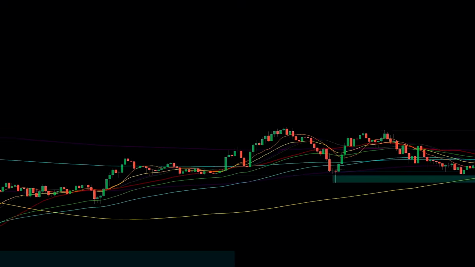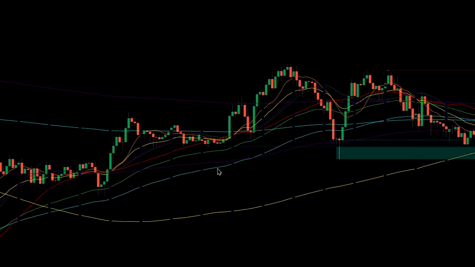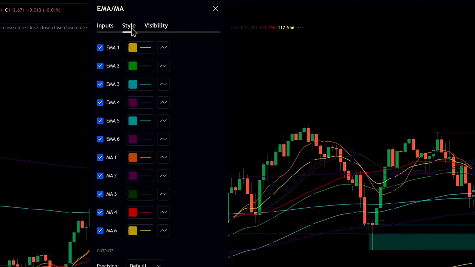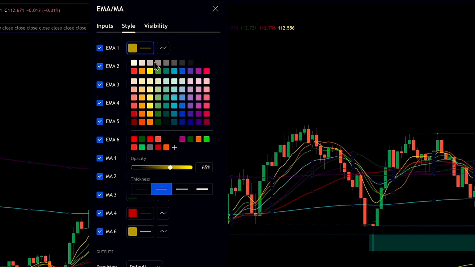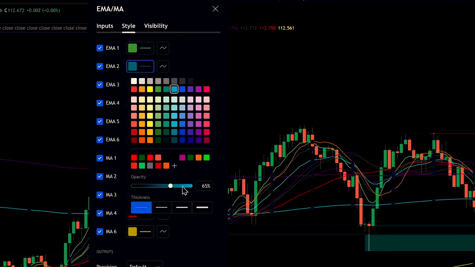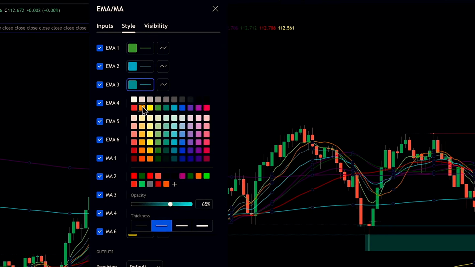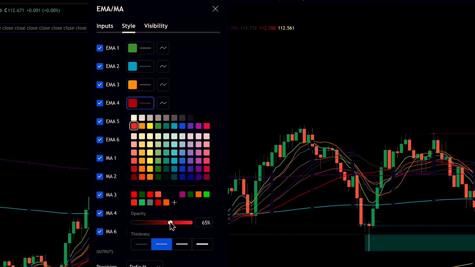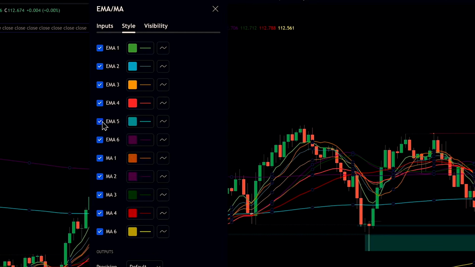Double-click one of the moving averages to open the settings menu. In the Inputs tab, change EMA 1 length to 8, EMA 2 to 13, EMA 3 to 21, and EMA 4 to 34. Then switch to the Style tab and update the colors. EMA 1 should be green with 100% opacity, EMA 2 blue with increased opacity, EMA 3 orange with increased opacity, and EMA 4 red with 100% opacity.